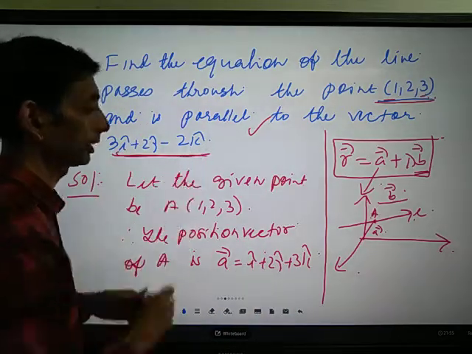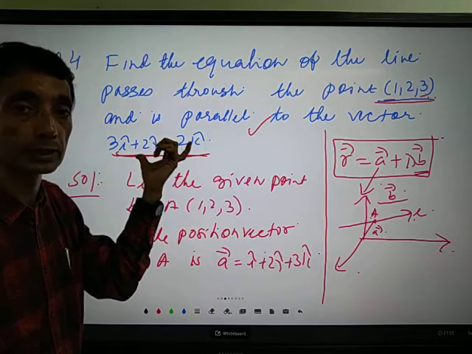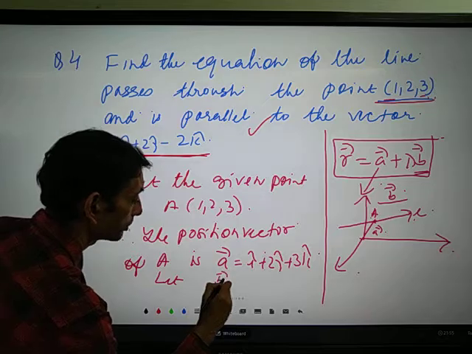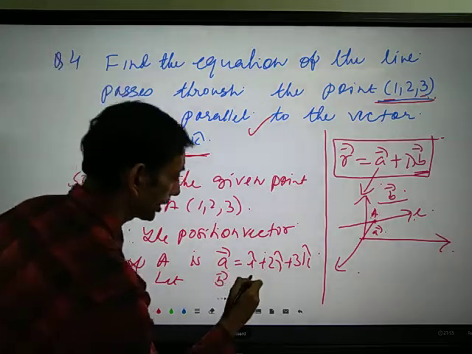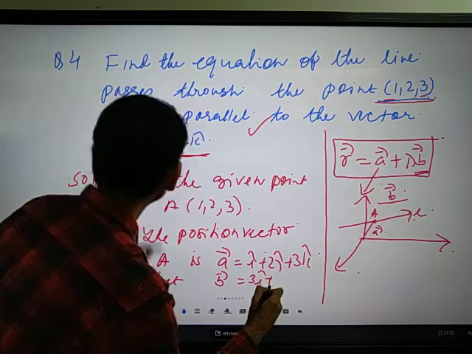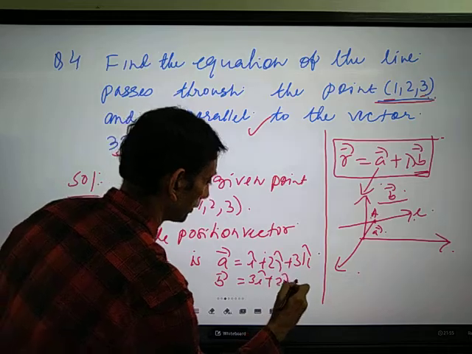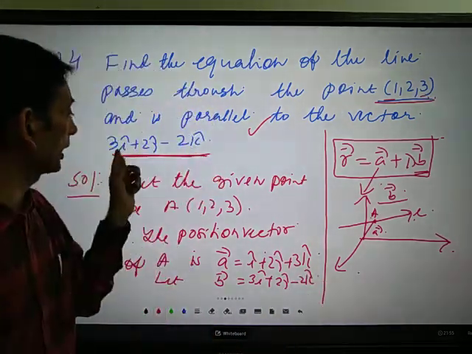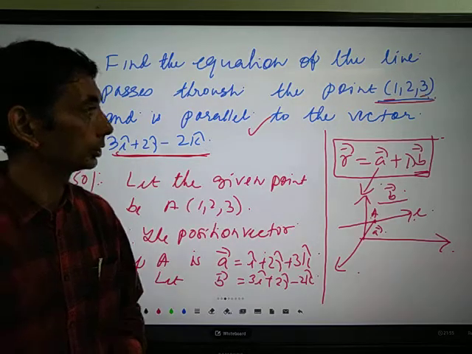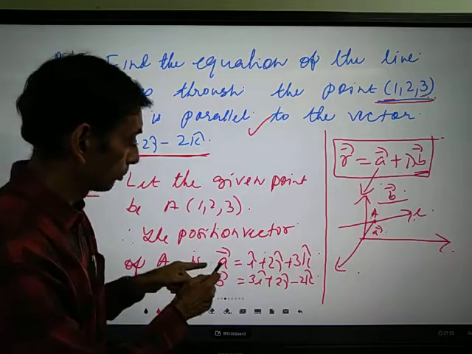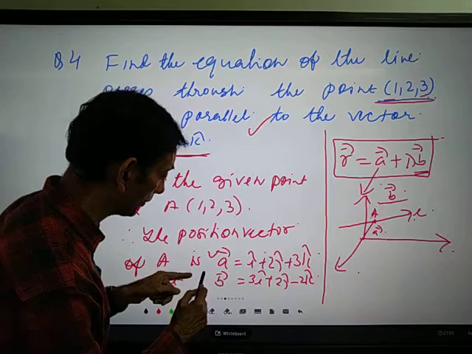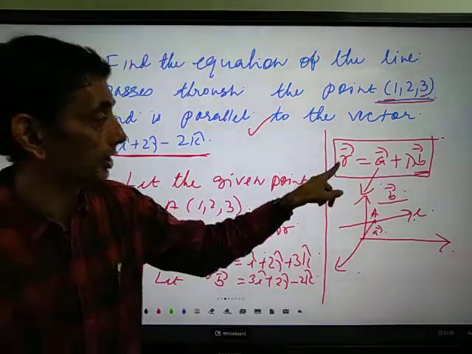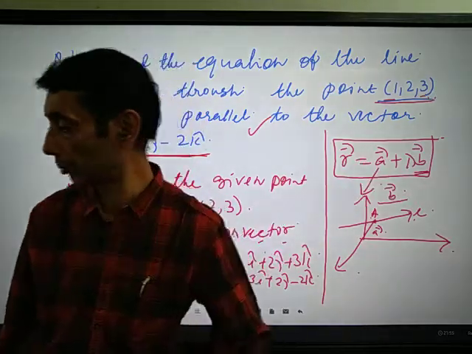parallel to the line is given. So you can just assume that this is B. Okay, and let vector B which is parallel to the line be 3i cap plus 2j cap minus 2k cap. Fine. So 3i cap, 2j cap, minus 2k cap. Okay. So both A and B are given, so you can just substitute in the equation r equal to a plus lambda b.